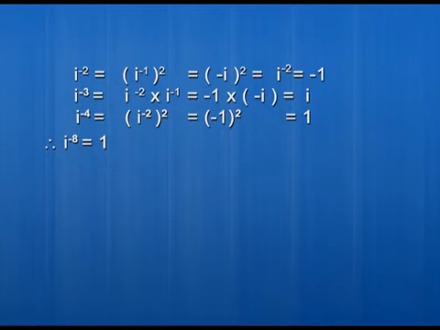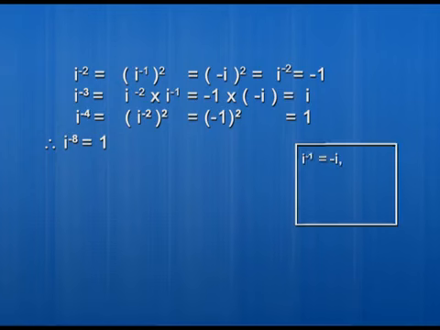Again, we can notice one thing here: the value of i to the power -1 was -i, i to the power -2 was -1, i to the power -3 was i, i to the power -4 was 1. Now, if we decrease the power -4 by 1, then the power becomes -5 and the value of i to the power -5 is -i, which is the same as the first value.